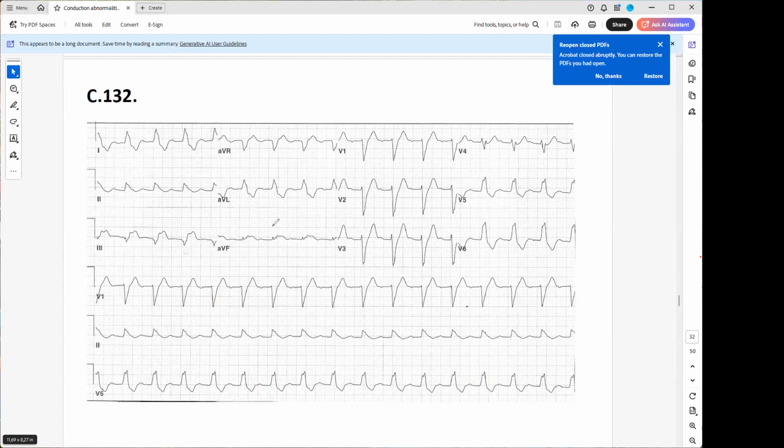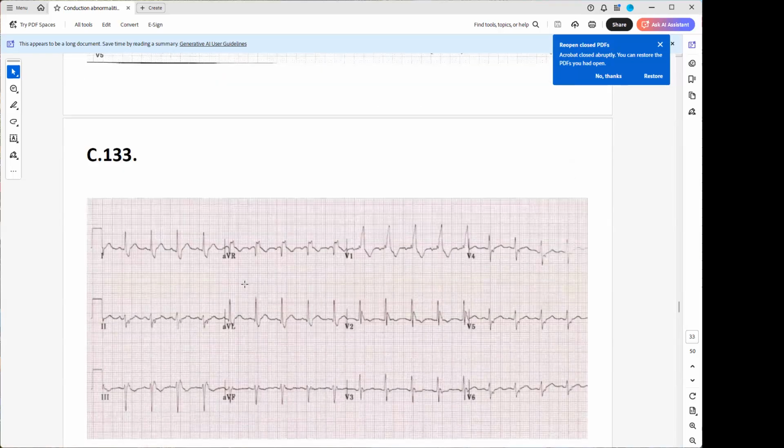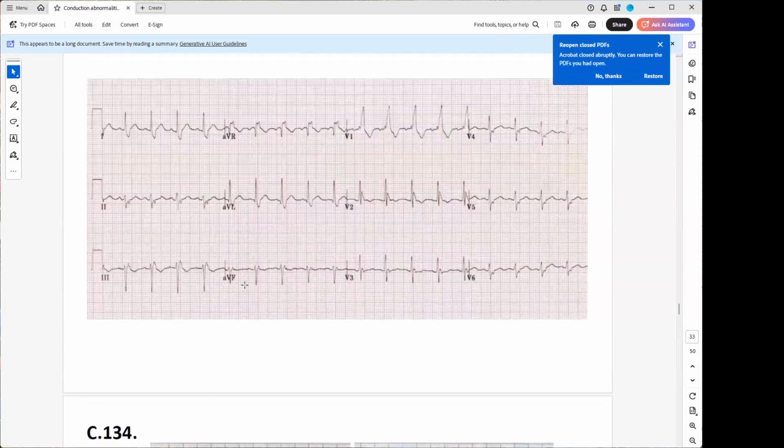But what about the P wave? Do we have P waves? Well, I'm seeing it in lead one. This is a P. This is a P. This is a P. Oh, sorry, I was doing 133. Oh, one, two. I'm sorry. Oh, yeah. Okay, good. That's the different one.